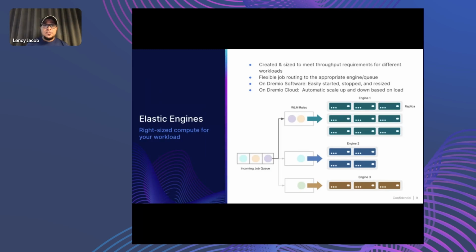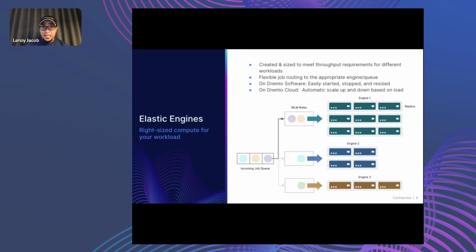All right, Elastic Engines, right? Elastic Engines are a way that Dremio organizes executors into different pools called engines, and you can match them to different workloads. Along with Elastic Engines, Dremio has provided workload management capabilities, often referred to as WLM, which route queries to an engine that you can choose.